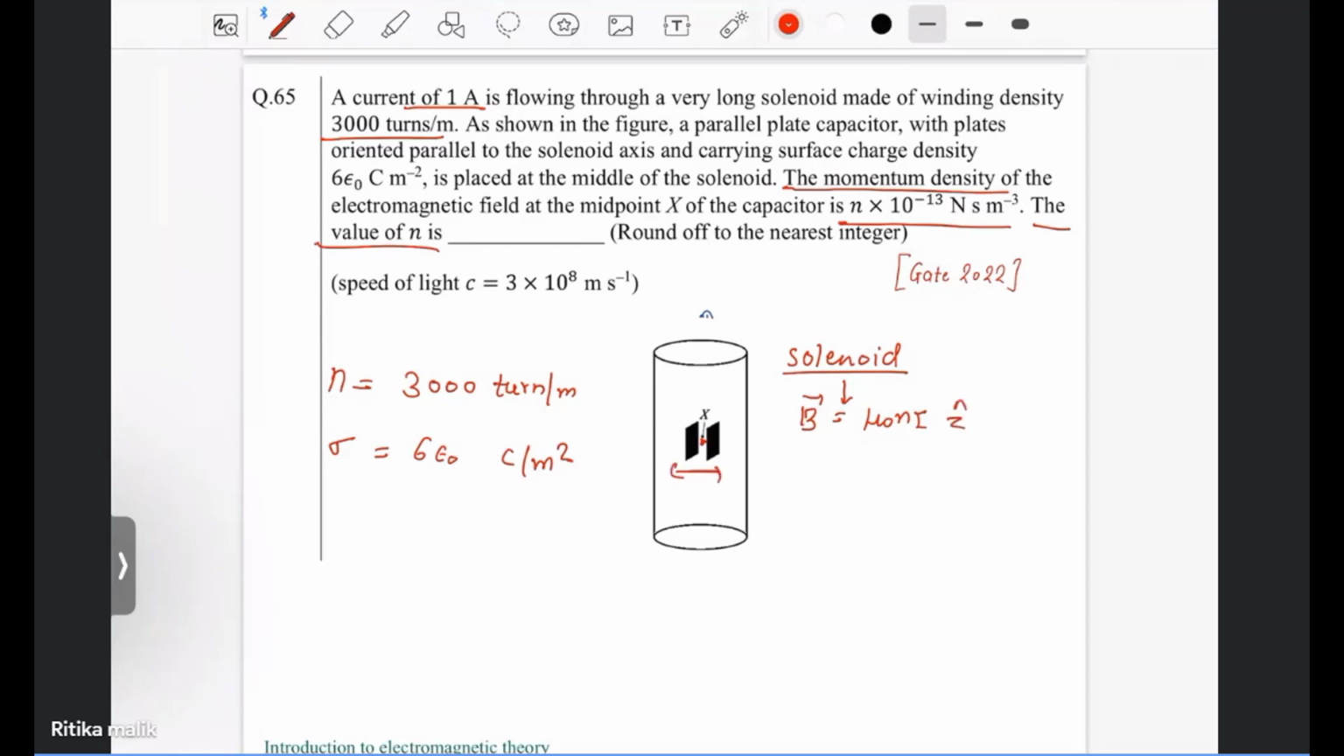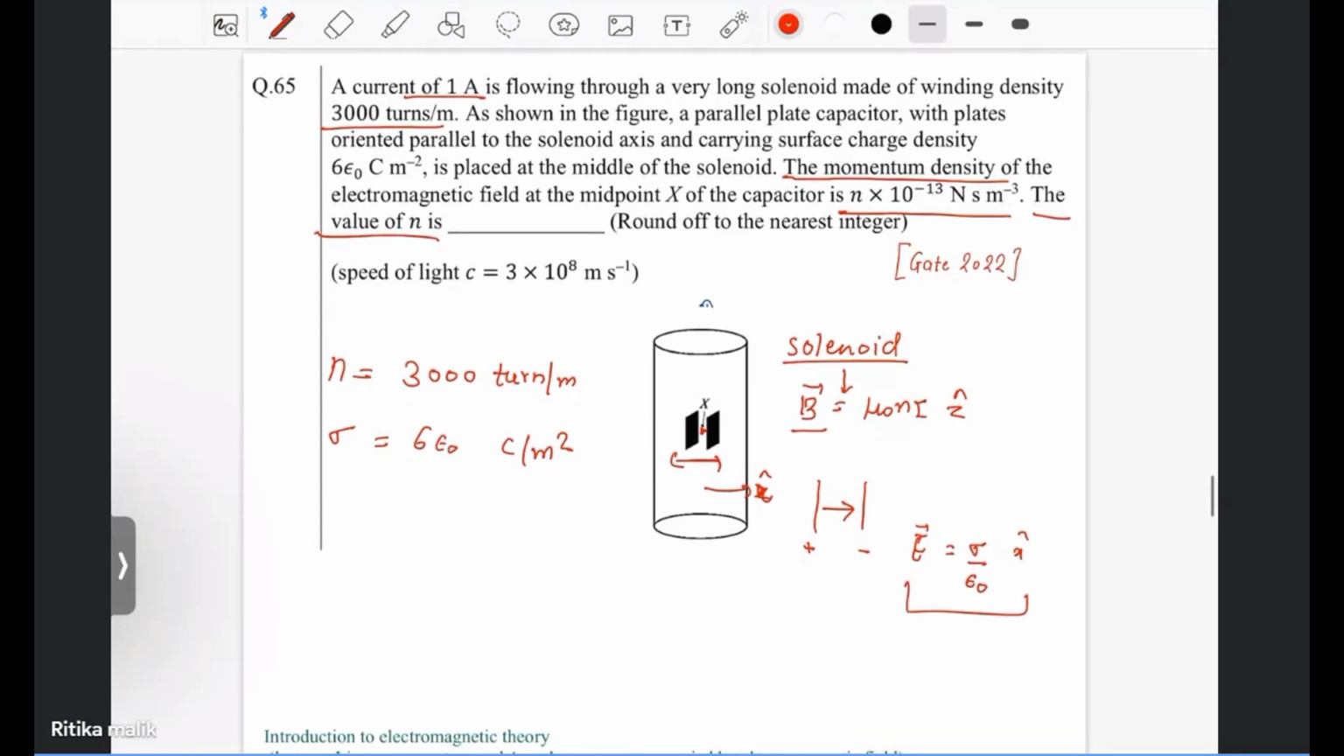Now, if you know about the parallel plate capacitor, one plate carries a positive charge and another one carries a negative charge. The electric field created by this parallel plate capacitor is from positive to negative charge. So if I take this as the x-axis, our electric field is in the x cap direction, and it is sigma upon epsilon naught. So we are given the magnetic field, we are given the electric field, and we have to calculate the momentum density.